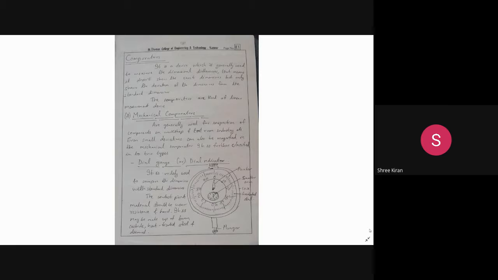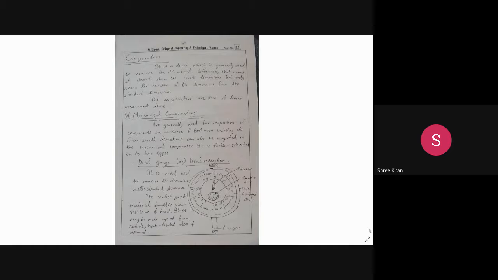Then the mechanical comparators are further classified into two types. First one is dial gauge or dial indicator. Second one is reed type mechanical comparator.